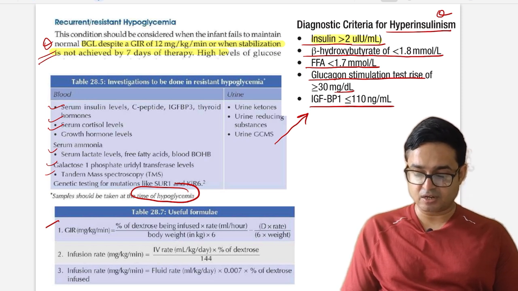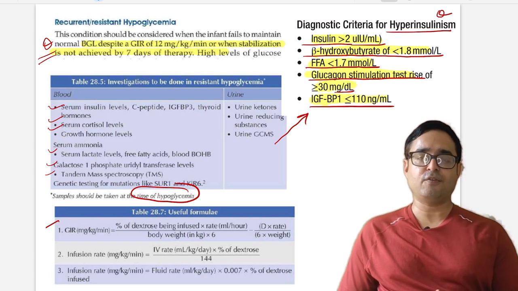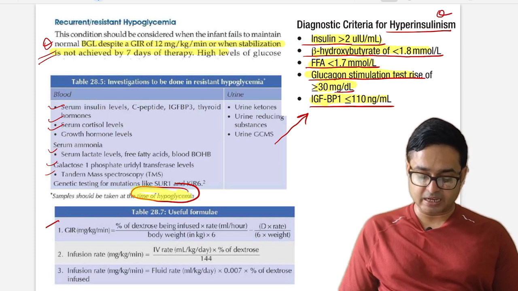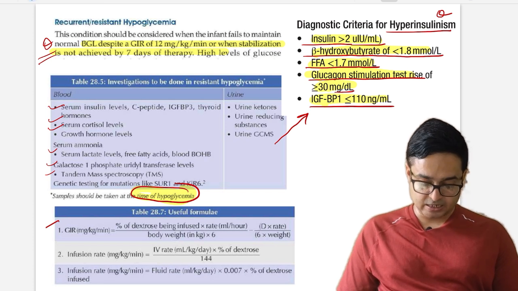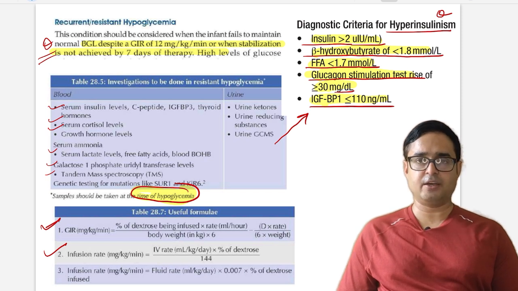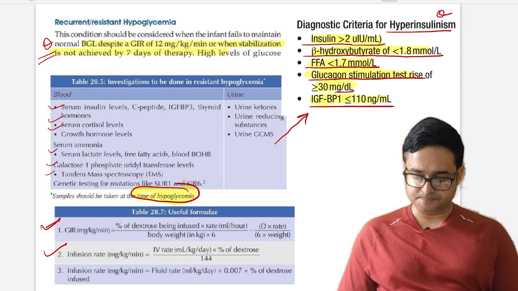Unfortunately, you have to remember all these values because they are frequently tested. What are the diagnostic criteria of hyperinsulinism? The sample should be taken at the time of hypoglycemia. I have actually collected some GIR formula, infusion rate formula. I am hopeful you are aware of these formula because these are the most commonly used formula in nurseries and ICUs. So just go through them.